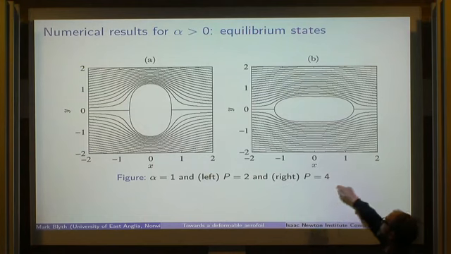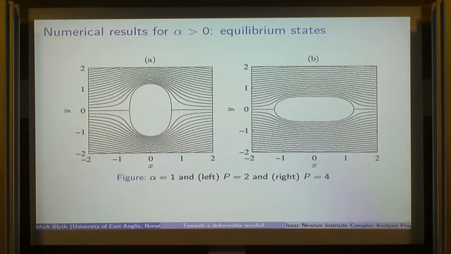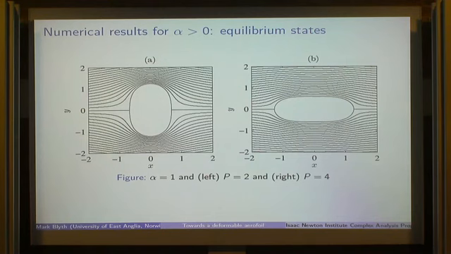When p is above 3, same value of alpha, it's the same deal, but now it's a rounded ellipse with its major axis aligned with the flow. So it matters critically whether you're below or above 3 as to how this cell, the equilibrium state, responds to the flow that's being imposed upon it.